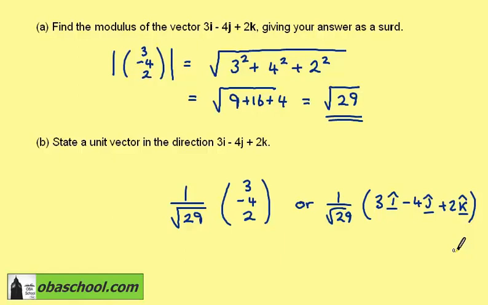Remember, the vector itself preserves the direction. Doing 1 over the modulus times the vector makes it into a unit vector.